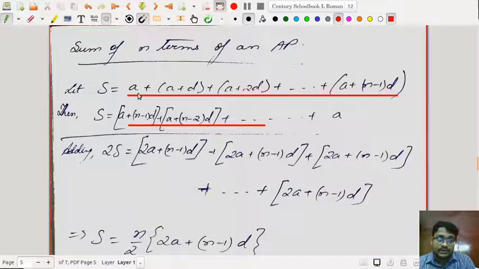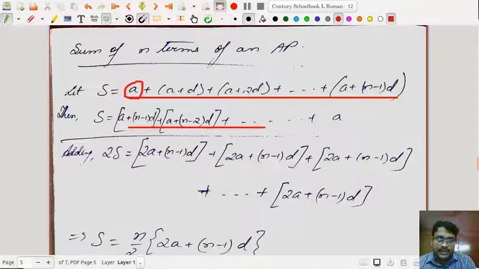So we do it this way. What are the first n terms? The first term is a, the second term is a plus d, the third term is a plus 2d, and the nth term will be a plus (n minus 1) into d. I need to find the sum of the first n terms. So I write this sum in the reverse order: you write the last term first, a plus (n minus 1) into d, then the previous term, that is the (n minus 1)th term, a plus (n minus 2) into d, like that.